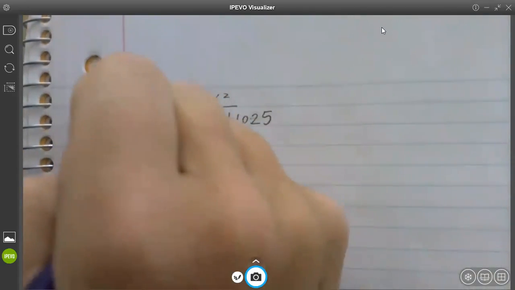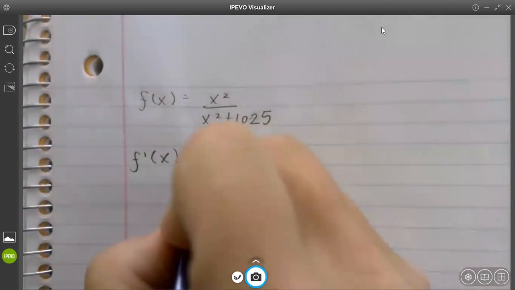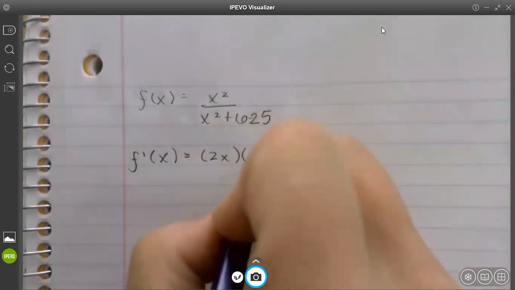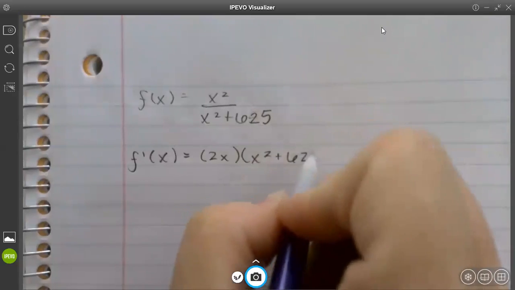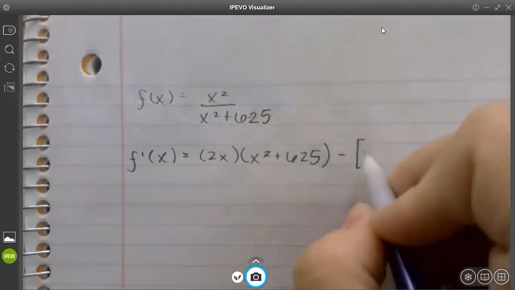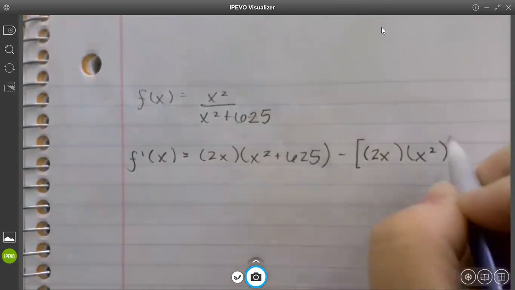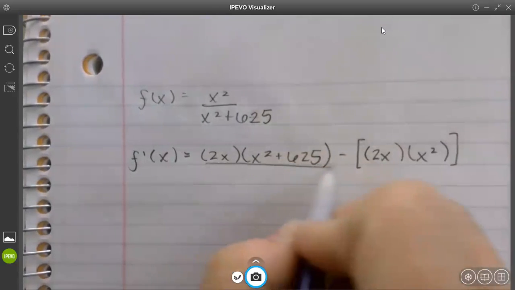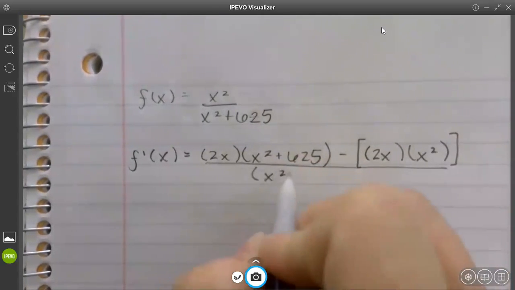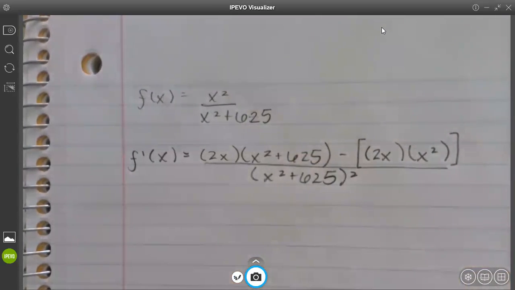First derivative, what do I do? Guys, I need you to not talk. Okay. Quotient rule. So what's the derivative of the top? Times the bottom. Minus the derivative of the bottom times the top over the bottom squared.